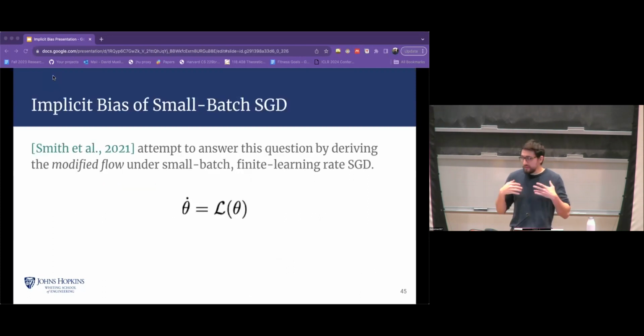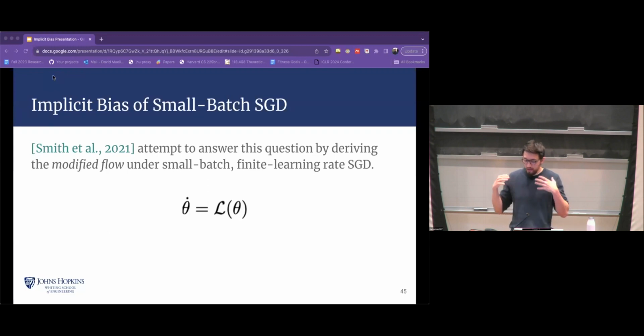So to attempt to understand this better, Smith et al. try to answer what loss function a gradient flow would be minimizing if we are using small batch sizes and large learning rates, right? And here we can think of gradient flow as a continuous time version of gradient descent.